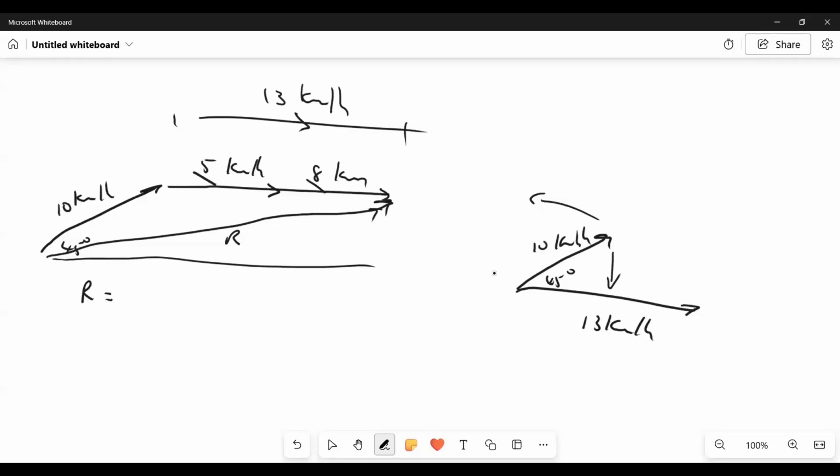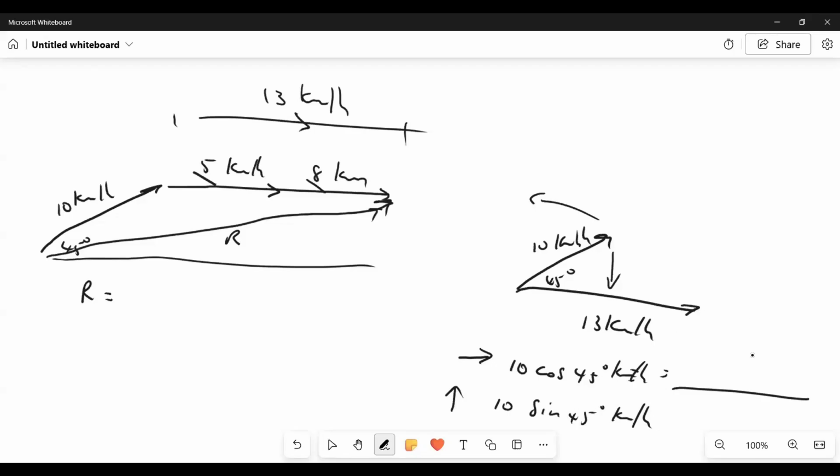So when we resolve it this way, horizontally, you would have 10 cos 45 degrees, and you will give me that, right, in km per hour. Equal, you give me that. And then vertically, we're going to have 10 sine 45 degrees, right? Both of them should be the same. Sine and cos 45 is the same thing. Tell me what you get.